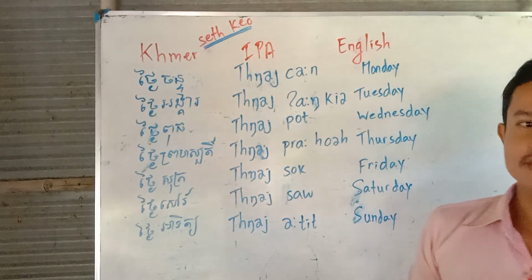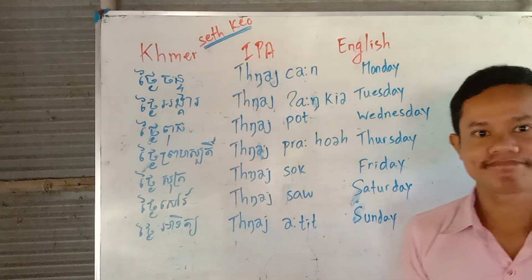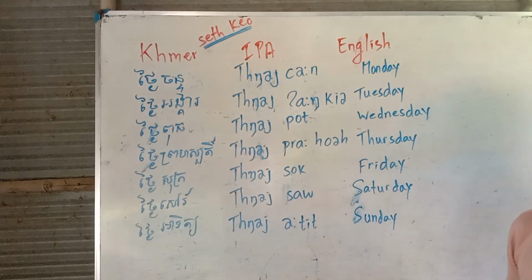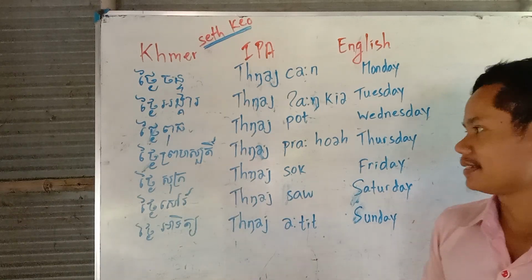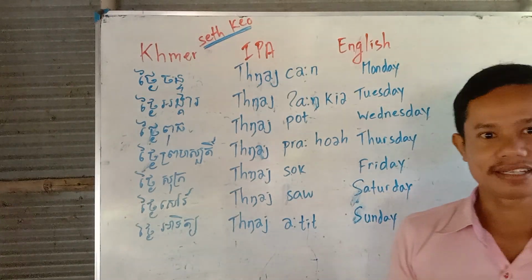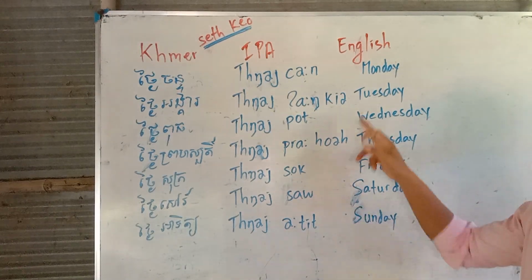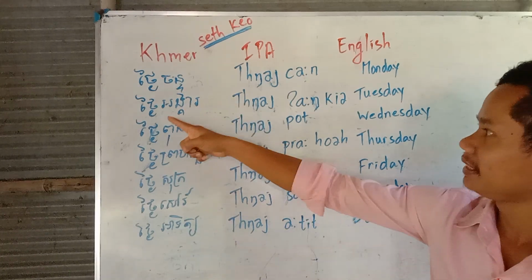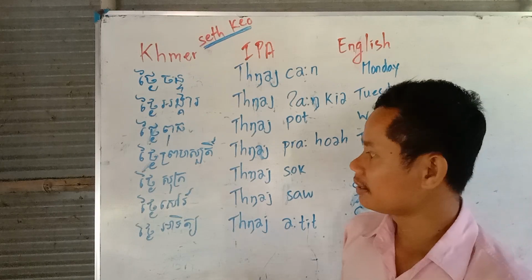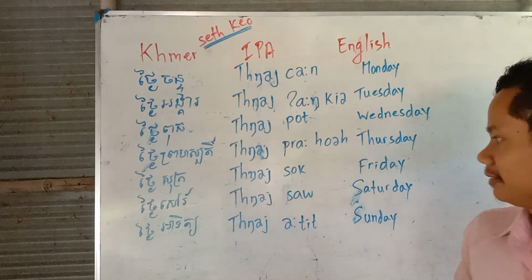Now answer my question. How to say Friday in Khmer? Friday is ngay sok. And how to say Tuesday in Khmer? Tuesday is ngay on kia. And how to say Saturday in Khmer? Saturday is ngay sai.